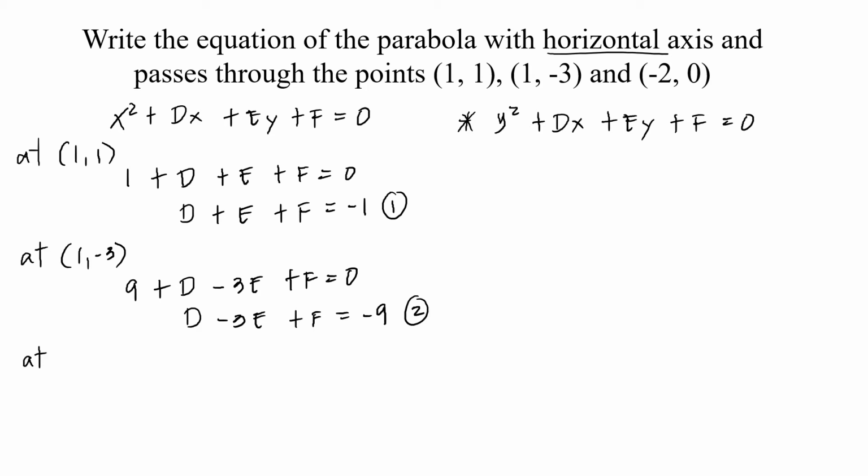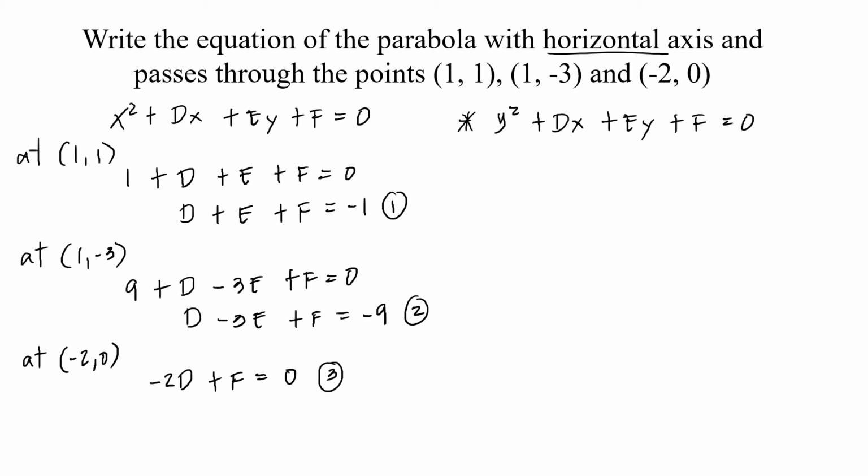Then let us use the point (-2, 0). x equals negative 2 and y is equal to 0. So we have 0 squared, that is 0, plus d times negative 2, so we have minus 2d, plus e times 0, so that will be 0, plus f equals 0. Let this be our equation 3.